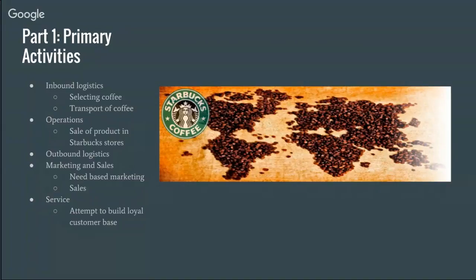Outbound logistics, Starbucks doesn't do a whole lot of outbound logistics because everything that they do is within the company. They don't outsource any of their transportation or their purchasing, procurement. Nothing is outsourced by Starbucks. They want to ensure quality, so they do it all themselves. Therefore, there's not a whole lot of outbound logistics happening.